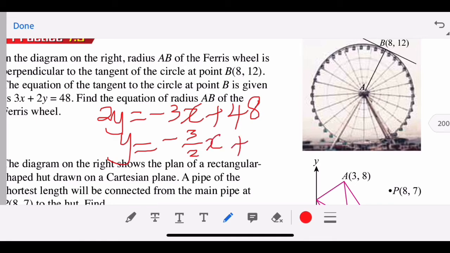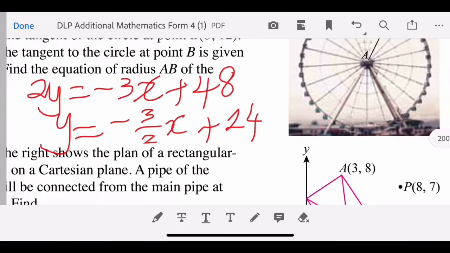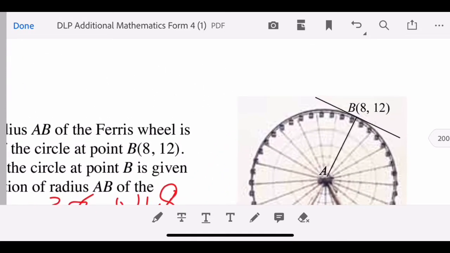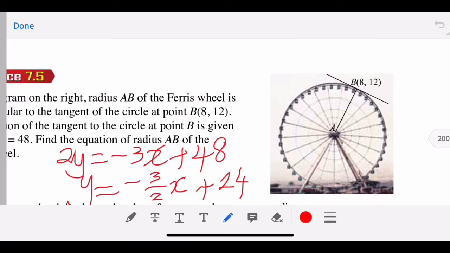Okay, again I highlight to you, the M2 is the equation of tangent, then the M1 is the equation of the radius. Okay, so they are making the right angle at the point B. So the gradient for the equation of tangent is negative 3/2. Okay, we find the gradient from the equation given. We express in gradient form, y equal to mx plus c. Then we solve the m, then we can get the other m.